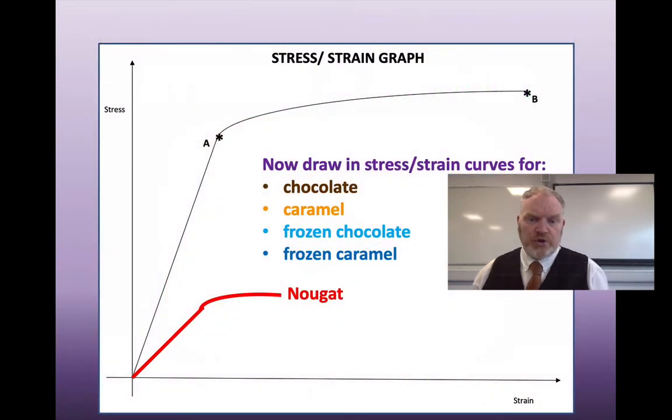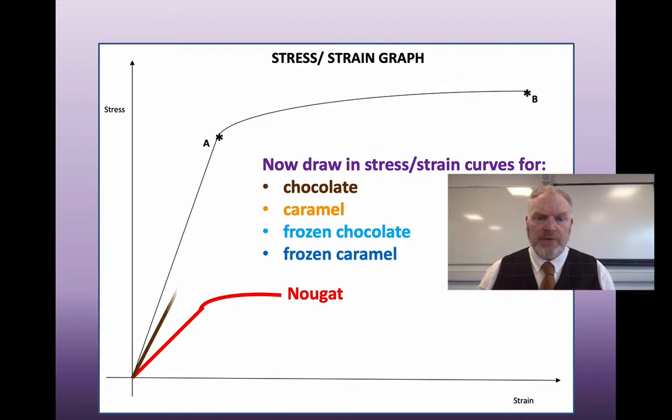So this is the graph we were trying to draw. Let me show you what I've come up with. Now for the room temperature chocolate, I've just drawn a line like that. It took a bit more stress than to deform the nougat, but that stress was elastic until the chocolate broke. There was no plastic deformation at all with the chocolate. It's brittle.